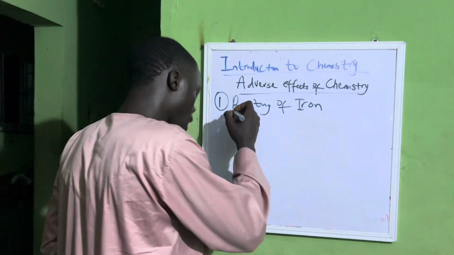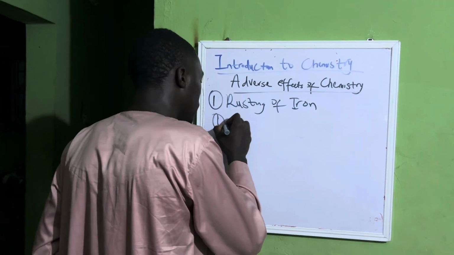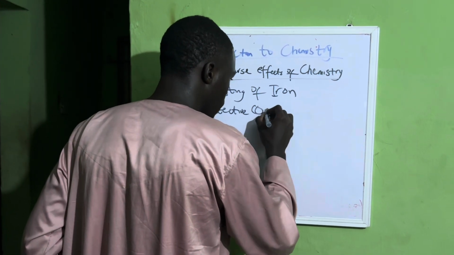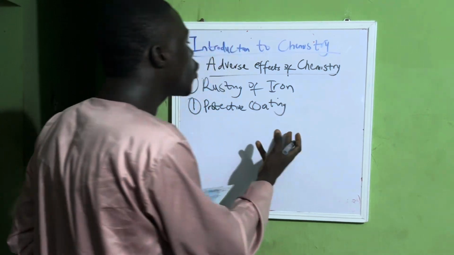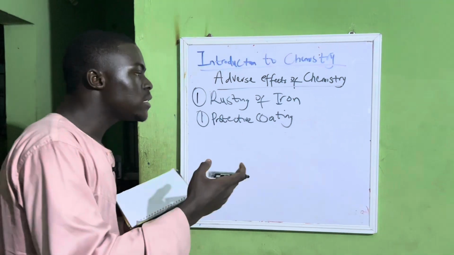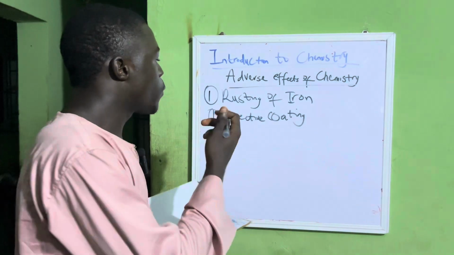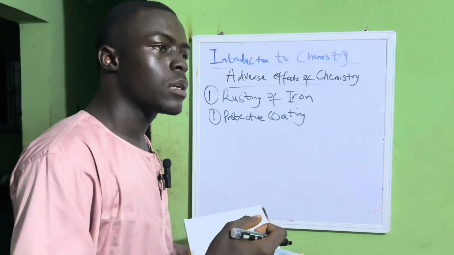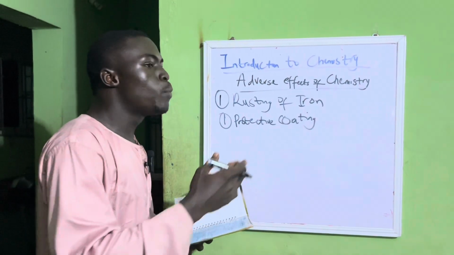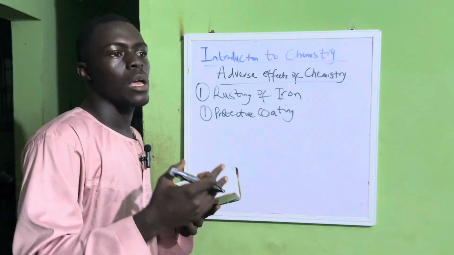Number one is protective coating. Application of a protective coating to the surface of iron might protect it from rusting or corroding. The protective coating can be a paint or a layer of grease that you put on it that will prevent it from having direct contact with air and water.